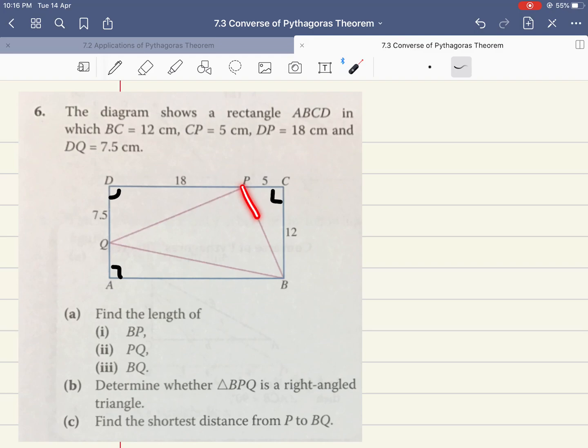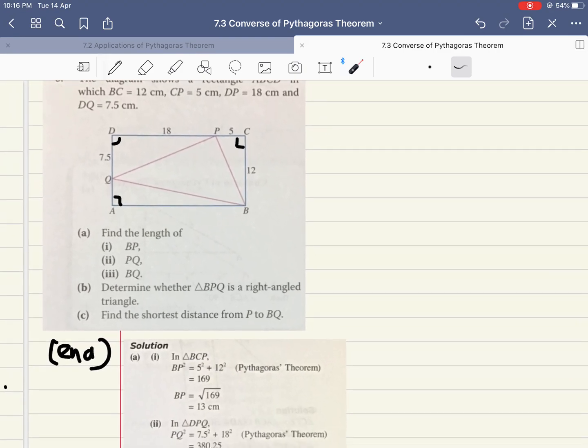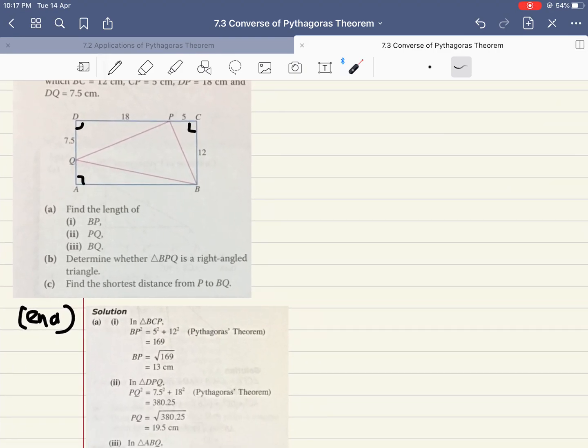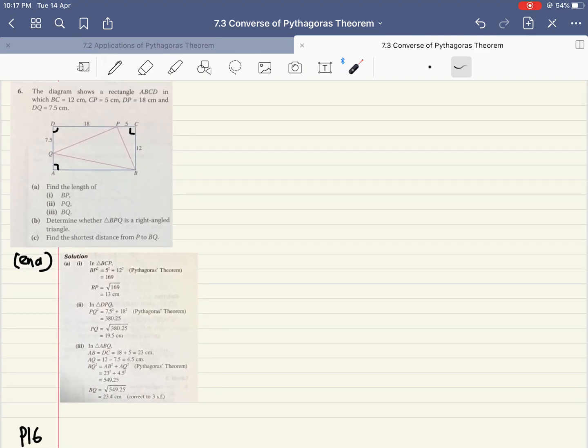So now what I can do here is this. They want us to find BP. So you consider this triangle, you consider 5 and 12. You apply Pythagoras' theorem. This will be 13 cm. Similarly, for PQ, we'll consider this right angle triangle, this 18, this 7.5. Later on, I will show you the working. This will give me 19.5 cm.